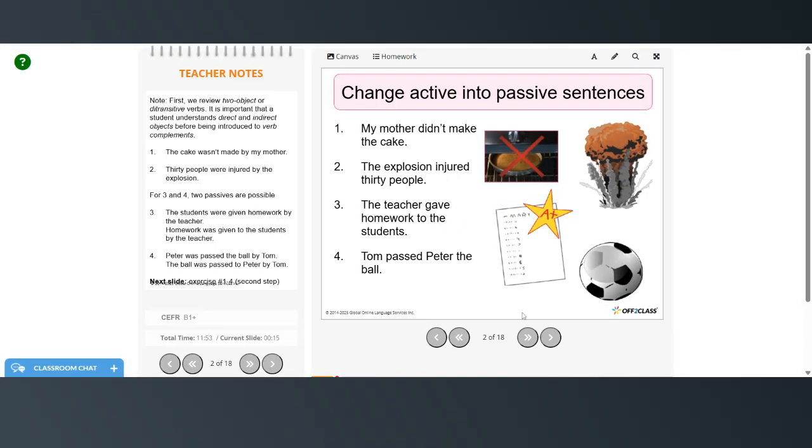So number 1, the cake wasn't made by my mother. Number 2, the 30 people were injured by the explosion. And for numbers 3 and 4, there are two passives that are possible. Either the students were given homework by the teacher, or homework was given to the students by the teacher. Peter was passed the ball by Tom, or the ball was passed to Peter by Tom.